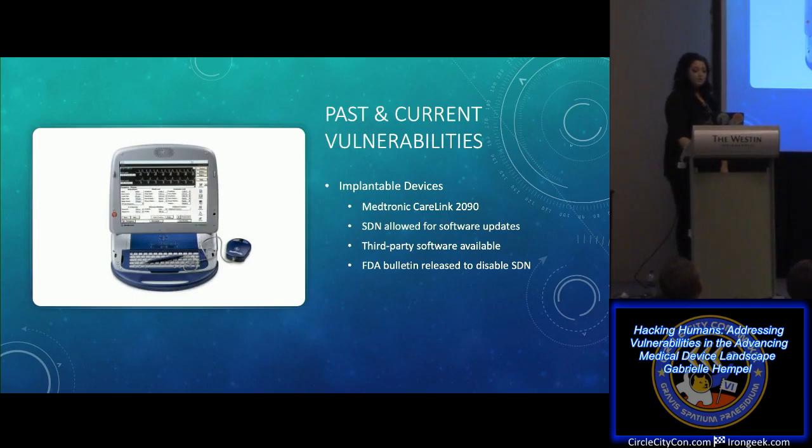So first, let's talk about some implantable devices. This is the Medtronic CareLink 2090, the software for an internal defibrillator. This works similarly to a pacemaker. The manufacturers had a software deployment network that allowed for the download of new software directly to the pacemaker. However, security researchers found vulnerabilities in which an individual could easily update the programmer with third-party software. The FDA issued a bulletin disabling the SDN and requiring manual updates until the vulnerability could be fixed.